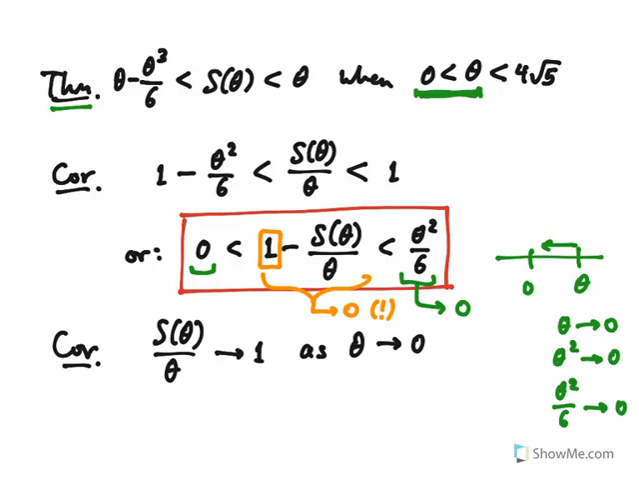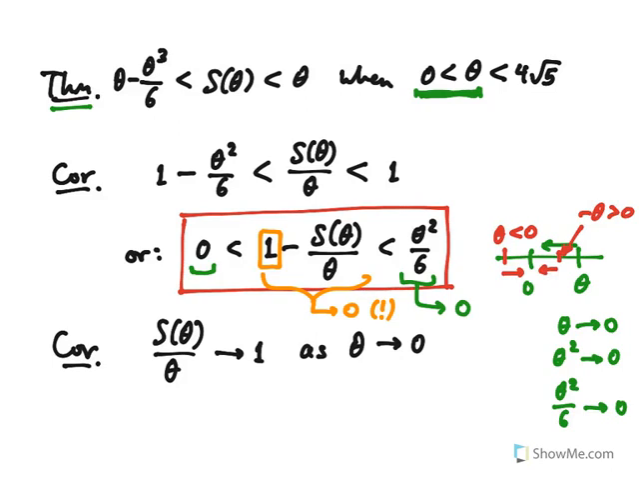So S of theta divided by theta is approaching 1 arbitrarily closely as theta goes to 0, at least if theta is positive. But then you see that if theta were negative, we could do the following trick. Let's say we had some negative theta that was also approaching 0. Well, what we can do then is consider minus theta, which is on the positive side, and will also be approaching 0.